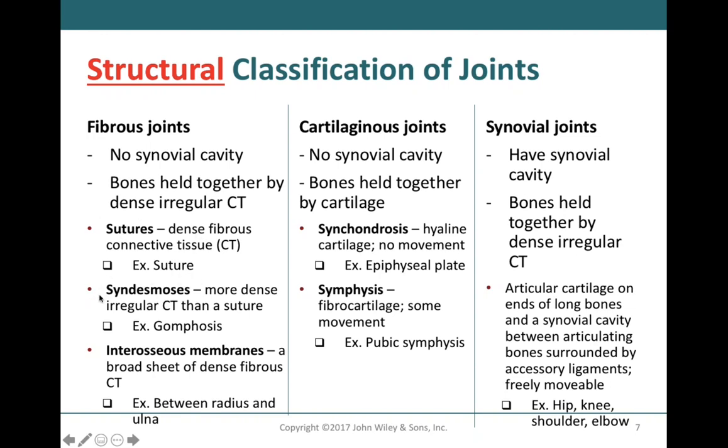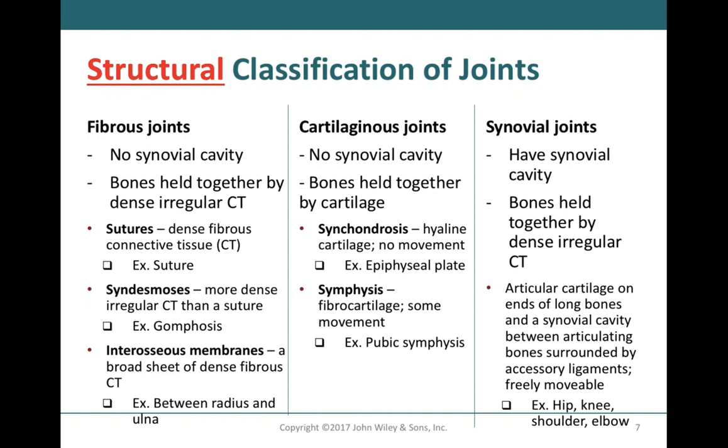We'll also see syndesmoses, which are very similar to sutures. However, they're just going to have a little bit more dense irregular connective tissue than the suture will. So an example of a syndesmosis is a gomphosis, which is that joint that can be found between tooth and bone. And lastly, we will have interosseous membranes.